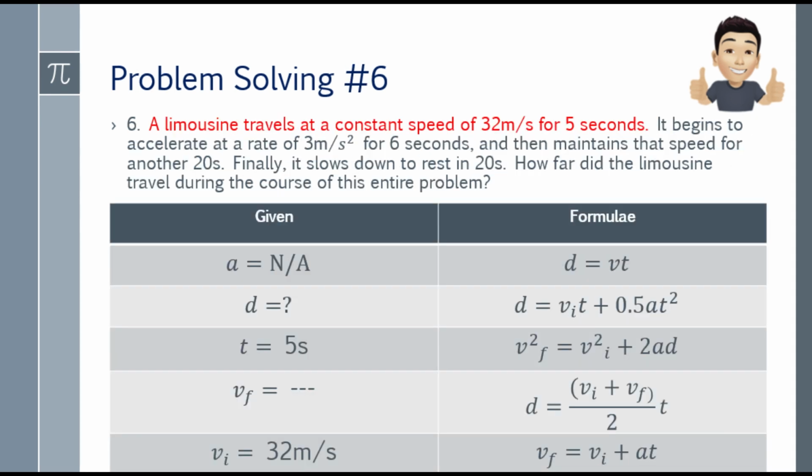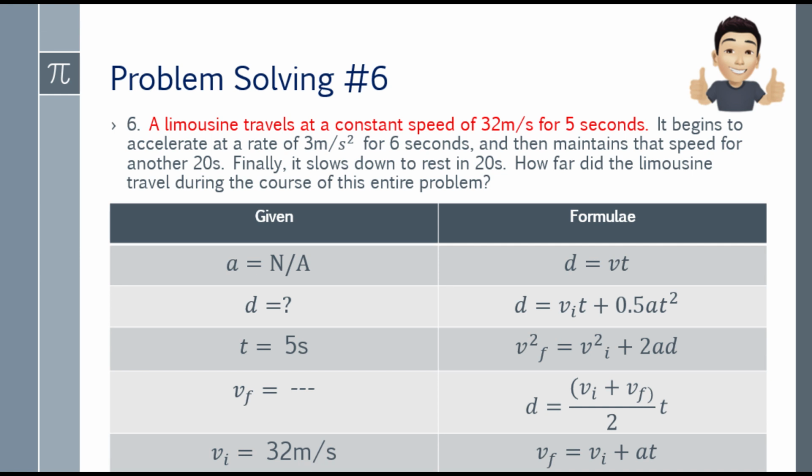So, lagay ko muna lahat ng given. Acceleration, not applicable kasi hindi naman siya hinahanap at wala tayo niyan. Displacement, question mark. So, yun yung hinahanap natin. Time is 5 seconds. Velocity, no, we don't need that because constant speed eh. So we're just going to use the normal velocity lang. And so lalagay ko na siya sa initial velocity of 32 meters per second.